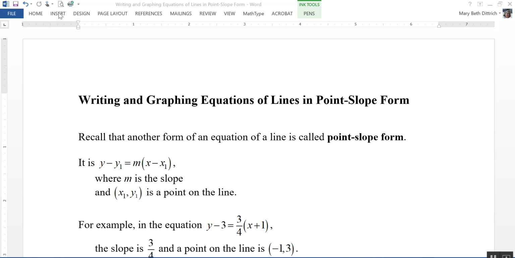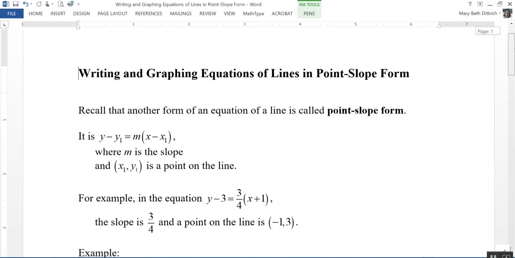This video is on writing and graphing equations of lines in point-slope form. Recall that another form of an equation of a line is called point-slope form. It is y minus y1 equals m times the quantity x minus x1, where m is the slope and x1, y1 is a point on the line.